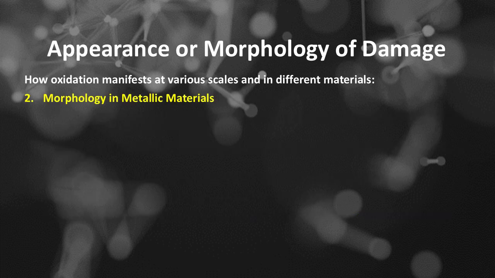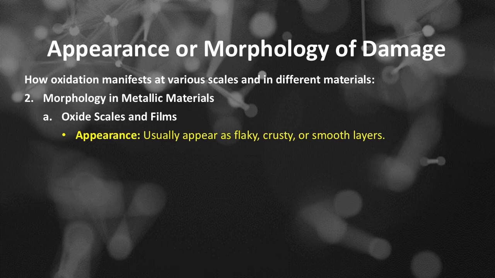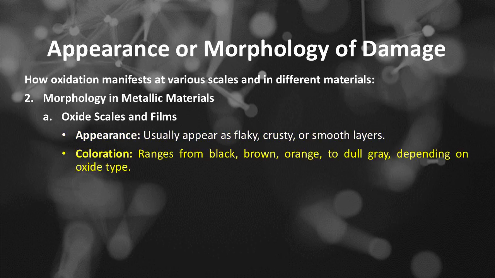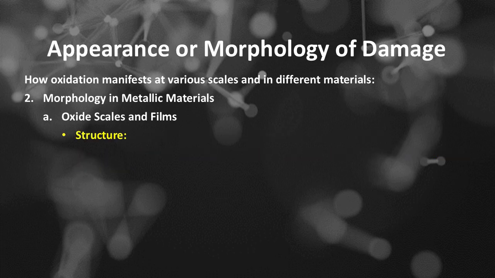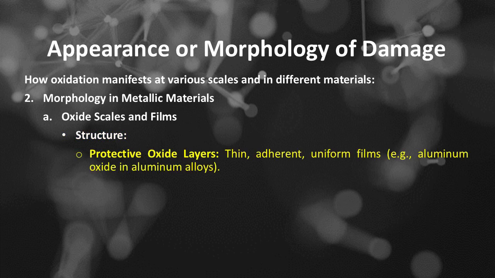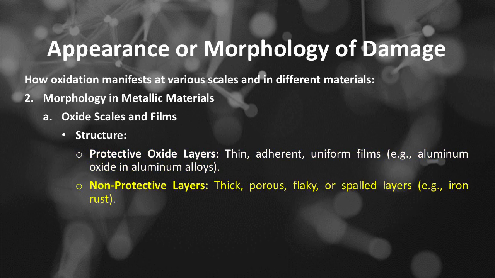Number 2 is morphology in metallic materials. Number A of morphology in metallic materials is oxide scales and films. Oxide scales and films usually appear as flaky, crusty, or smooth layers. Their coloration ranges from black, brown, orange, to dull gray, depending on oxide type. Oxide scale and film structure includes protective oxide layers, which are thin, adherent, uniform films such as aluminum oxide in aluminum alloys, and non-protective layers, which are thick, porous, flaky, or spalled layers such as iron rust.